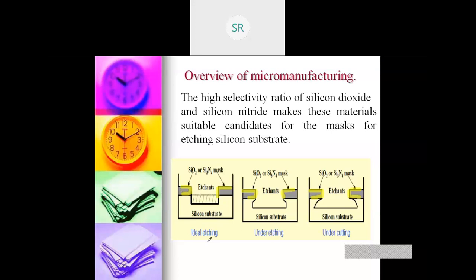chemical solution, which can be HNA, EDP or TMAH. Under that condition, I want to mask this layer so that finally I retain the structure, or the shape. So I'll take the mask as silicon dioxide or silicon nitride. They are acting as a mask. Okay, so I'll put this into the chemical solution.